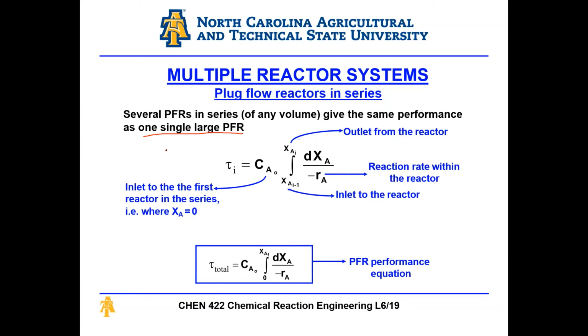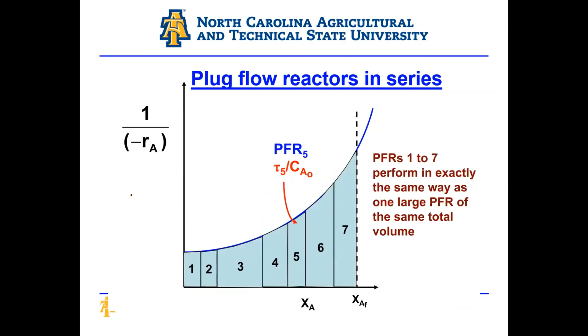A bunch of PFRs in series of any volume, it doesn't matter, will give the same performance as one single large PFR with the same volume, okay? So again, this is of any volume. So if I have a small CSTR and then a large CSTR, this V1, V2 is the same as having one large CSTR with V1 plus V2, okay? This is what this slide is saying. Okay, moving on. And this is the graphical representation.